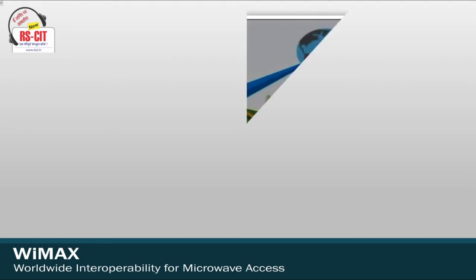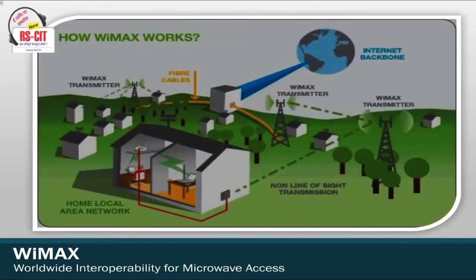WiMAX, Worldwide Interoperability for Microwave Access. It is a family of wireless communications standards designed to provide 30 to 40 megabit per second data rates, with the 2011 update providing up to 1 gigabit for fixed stations. WiMAX is a standards-based technology enabling the delivery of last-mile wireless broadband access as an alternative to cable and DSL.